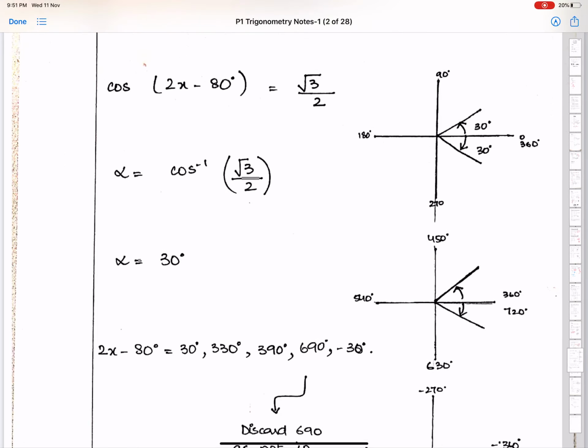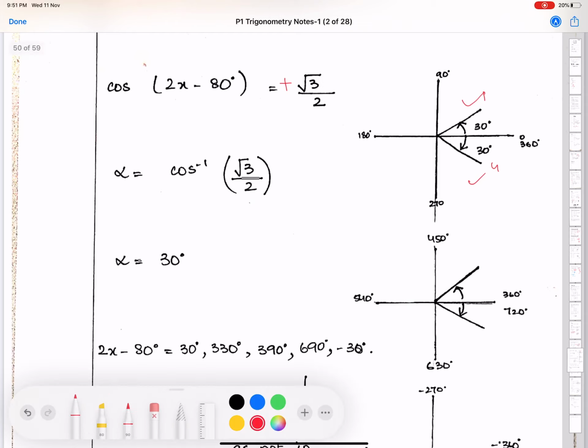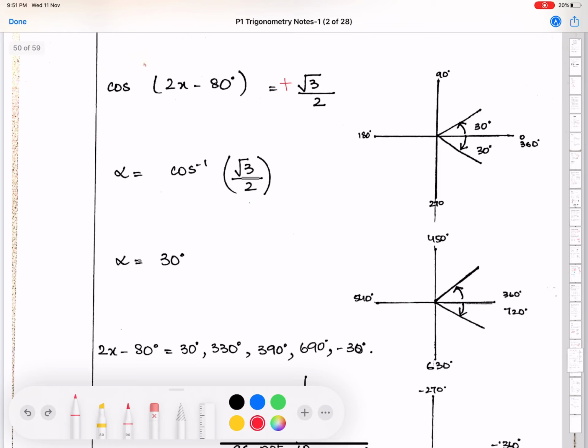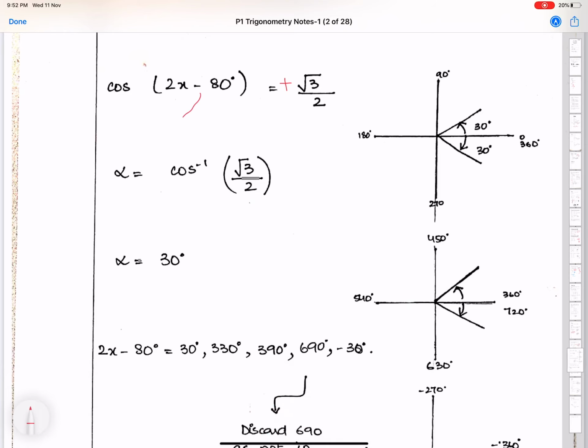So when we take inverse, since cos is positive, it must be in the first and fourth quadrant. Cos is here and here. While inversing, we need to ignore negative, but we don't have negative here. What if we had negative here? We had to ignore negative. But this is positive, so it's fine. So we replace this 2x minus 80 by alpha, and this is the value of alpha.